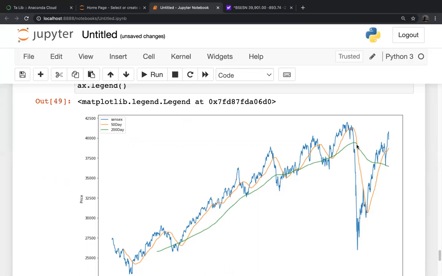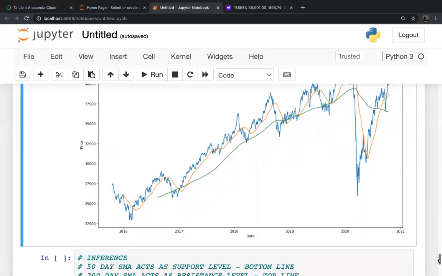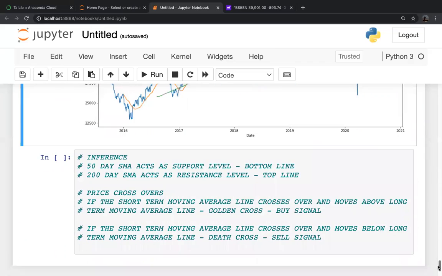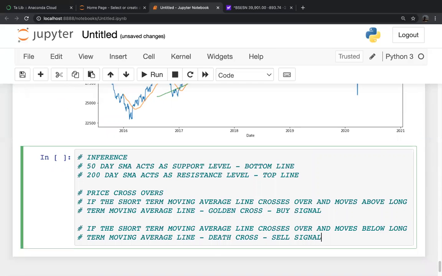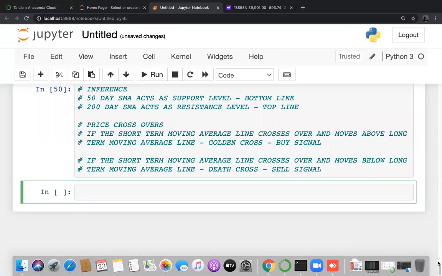See, the short-term moving average crosses below the 200 line. See here, the market has drastically fallen, and now we are in a golden cross scenario. That's why some people are saying Sensex will go up to 42,000. So this pattern is telling us that right now we are in a golden cross situation where the market is indicating a buy signal. That is what you can infer from short-term and long-term moving averages.